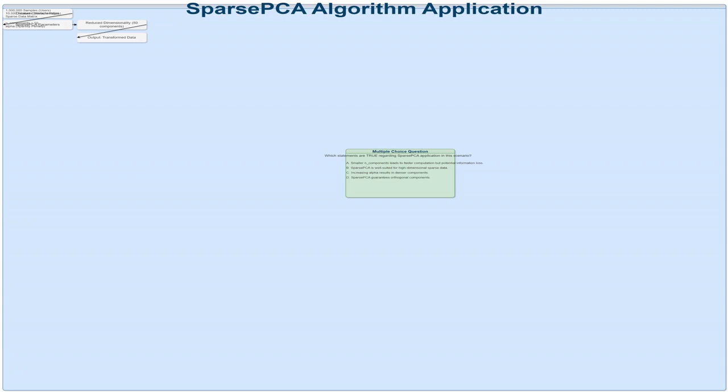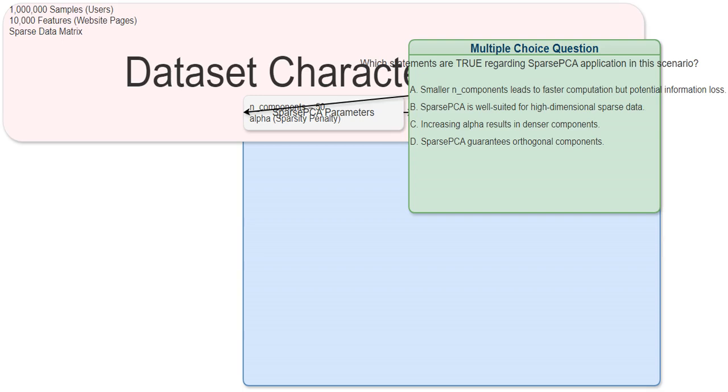I'm using SparsePCA, a technique from the Sklearn library, to shrink the size of my data while keeping important information. It's perfect for dealing with datasets that have lots of zeros, like the one I'm working with. My data is huge. I have 1 million user samples and 10,000 features representing web pages. It's sparse, meaning there are many zeros. Think of it like a really large, mostly empty spreadsheet.